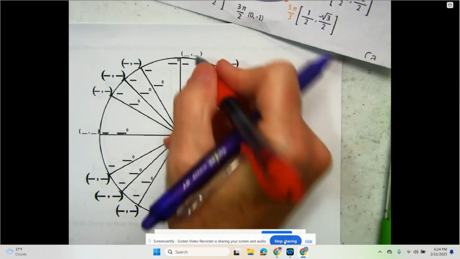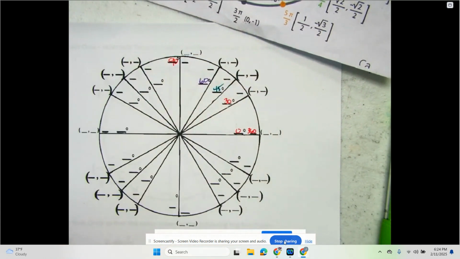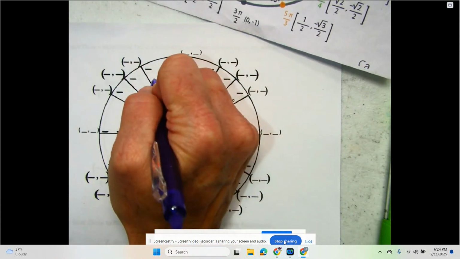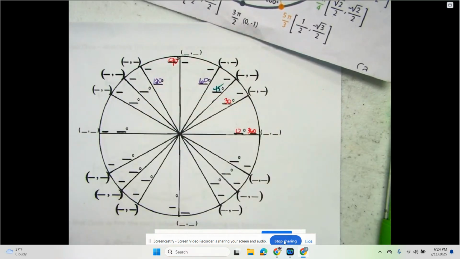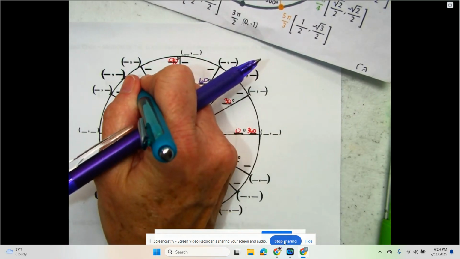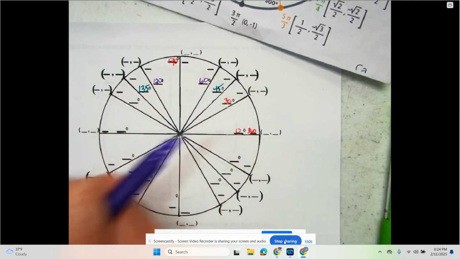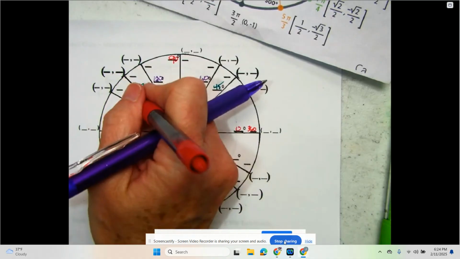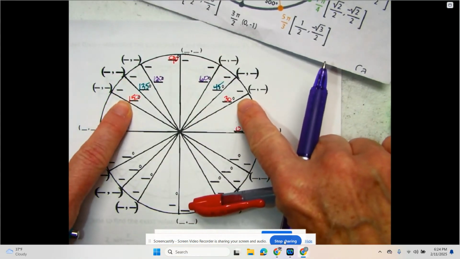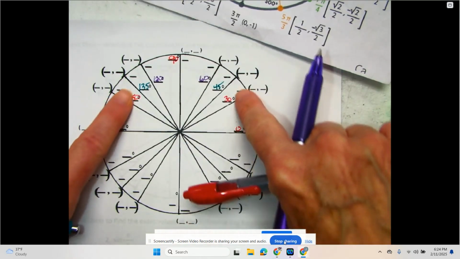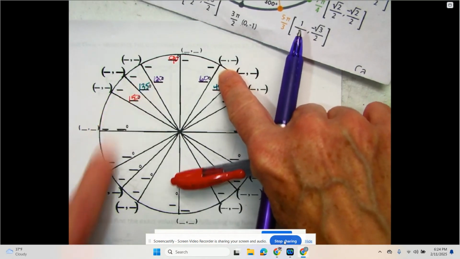And then we have 90. And then we have 120. And then we have 135. And then we have 150. So what I was trying to show you is 30 degrees up is the red, 45 degrees up is the blue, 60 degrees up is the purple.